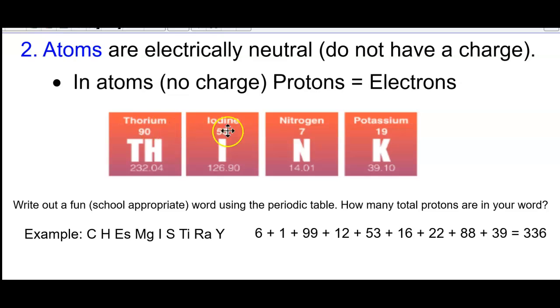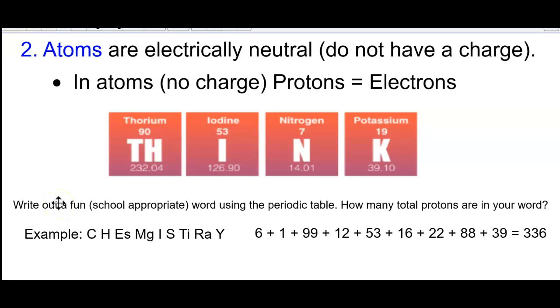Here's a word spelled out using elemental blocks from the periodic table. This is your atomic number right here. The whole number is your atomic number. This number is called the average atomic mass. I said average atomic mass, not mass number. This is your average atomic mass. We'll talk about mass number, which is not these numbers, but close to them. We'll talk about mass number later on in this presentation.